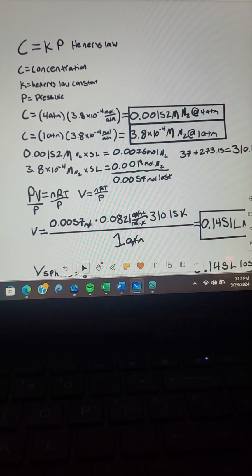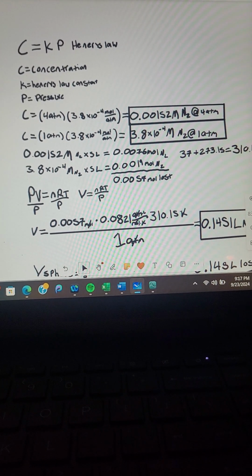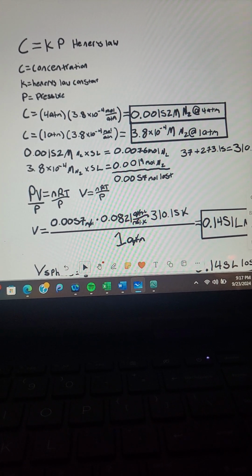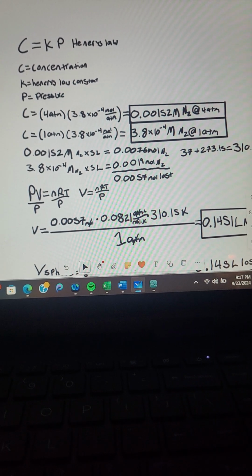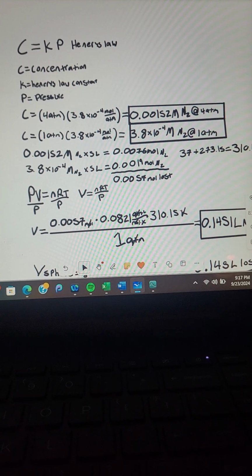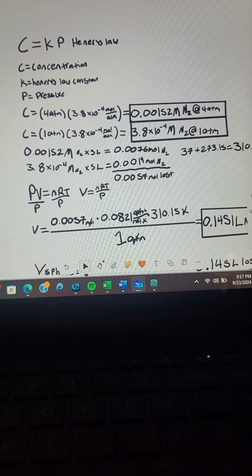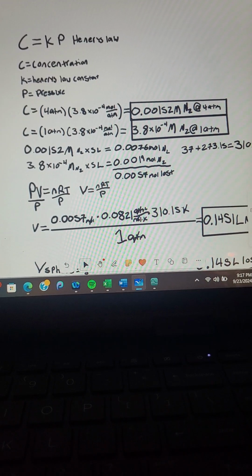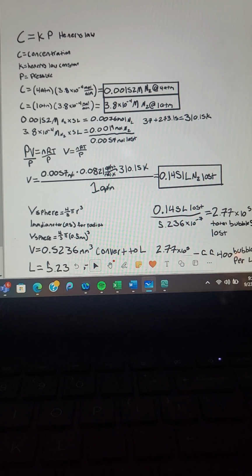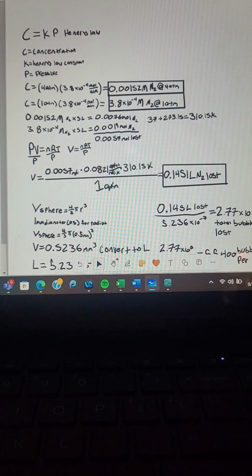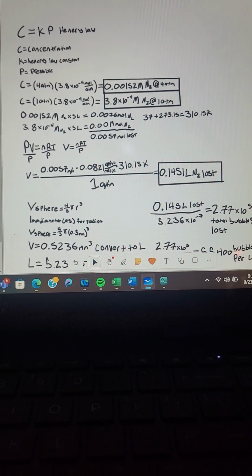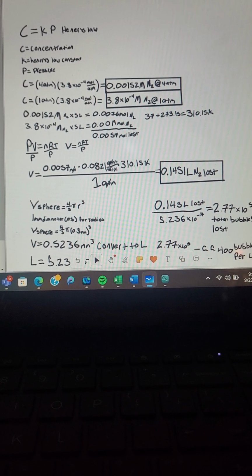Now, since we are ascending from 4 atmospheres to 1 atmosphere, we subtract those two numbers from each other to get 0.0057 moles of nitrogen lost when you ascend from 4 atmospheres to 1 atmosphere of pressure. Now, we can take that number and get our volume that is lost. In order to do that, we plug this into our PV equals nRT equation after we have solved for V algebraically, which gives V equals number of moles times the gas constant times temperature over P.